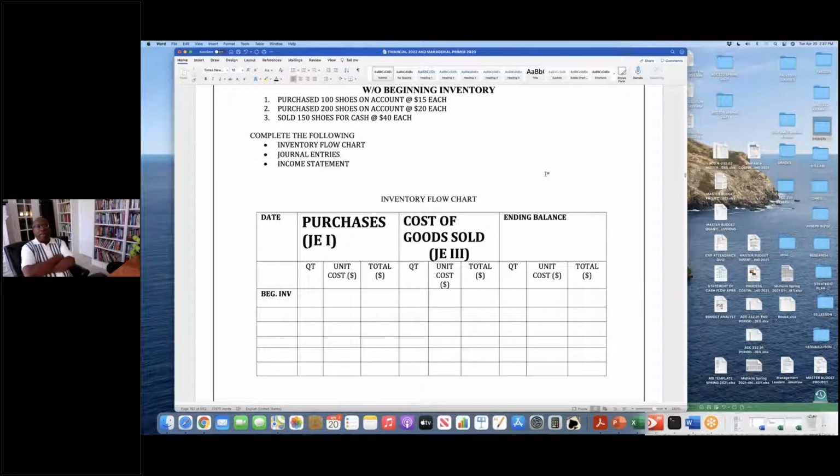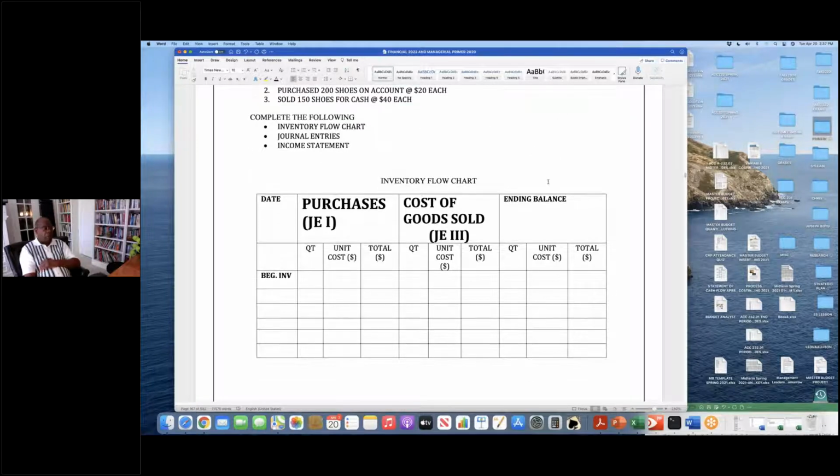But what I'm trying to emphasize are the journal entries. Journal entry 1 on purchase, journal entry 3 on the cost that was sold. In our inventory chart, we never place the selling price on journal entry 2. I'm going to say it again. In this inventory chart, we never place our selling prices. And I'm going to say it for the third time.